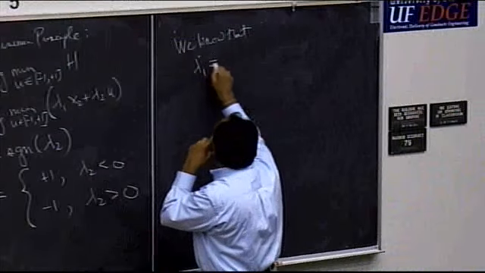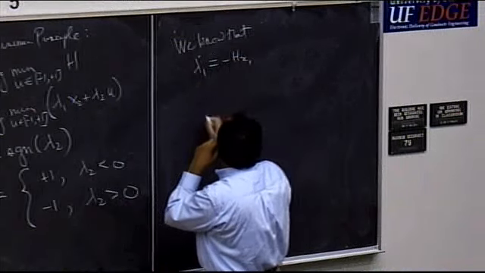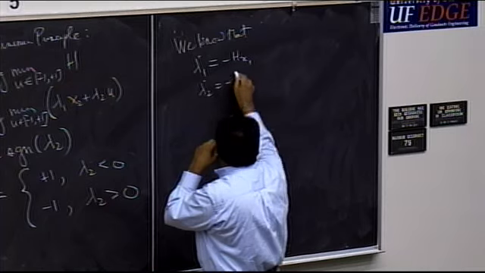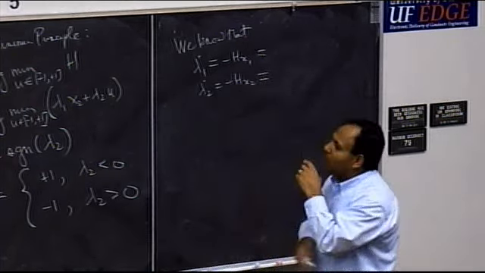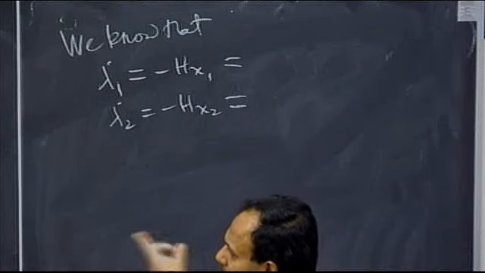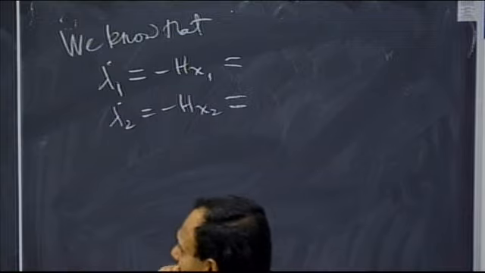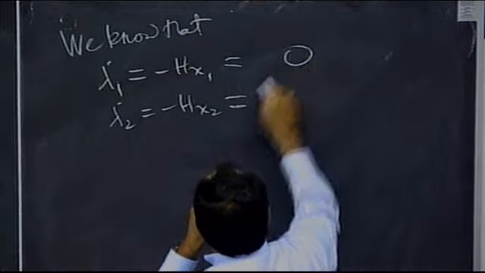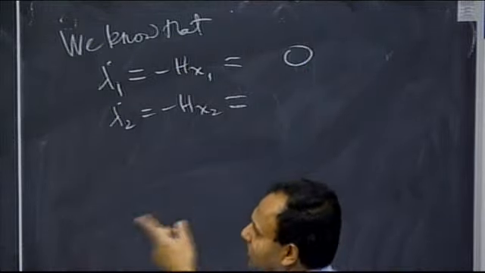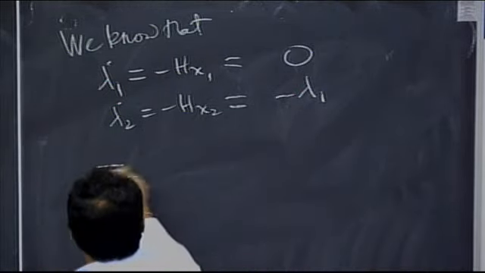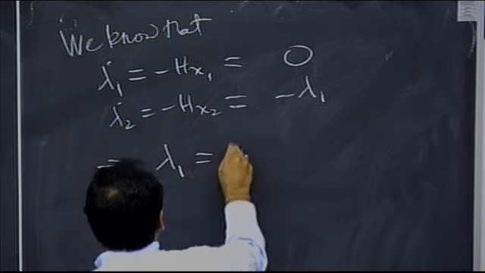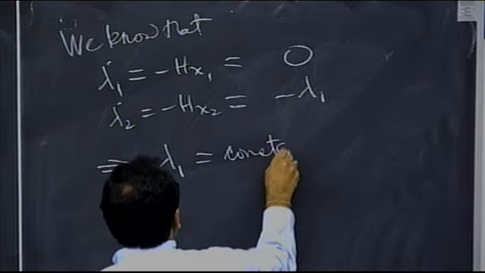We know that λ1 dot is minus Hx1, and λ2 dot is minus Hx2, because those are the costate equations. What is Hx1? Just look at it. It's 0. What is Hx2? It's λ1, so λ2 dot is minus λ1. So what this says is that λ1 is equal to a constant.